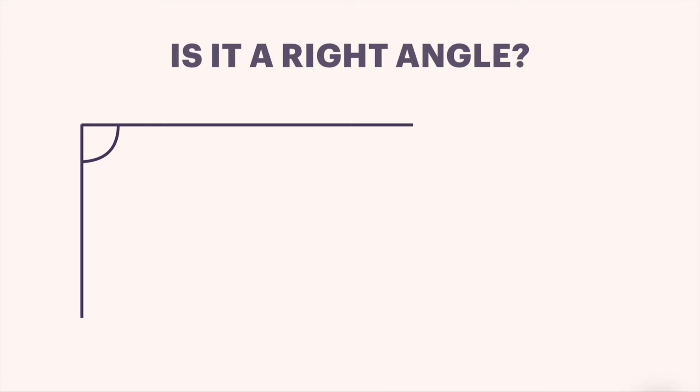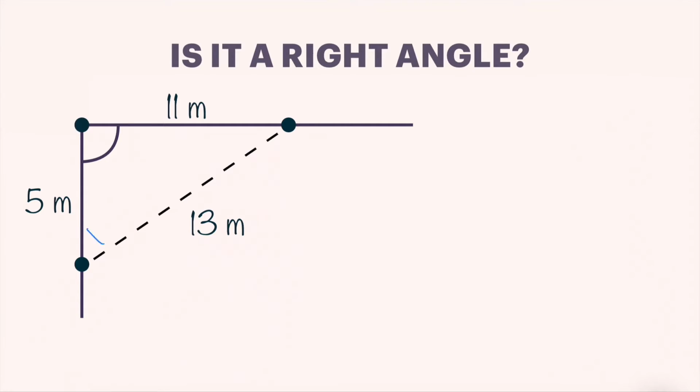Let's try this question. Here we have a corner in a room and we want to check if the corner is exactly 90 degrees. So we picked one point on each wall and measure the distance from the corner and from each other, and the lengths are as you can see from the screen. So now we have a triangle over here, and let's see if the Pythagorean theorem holds true.